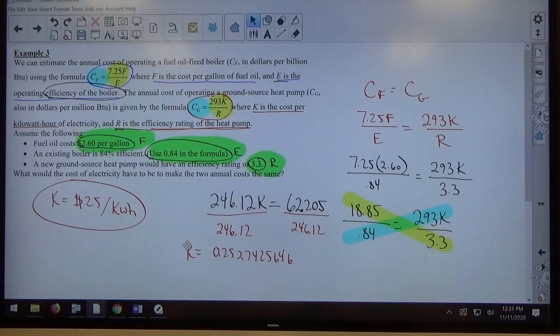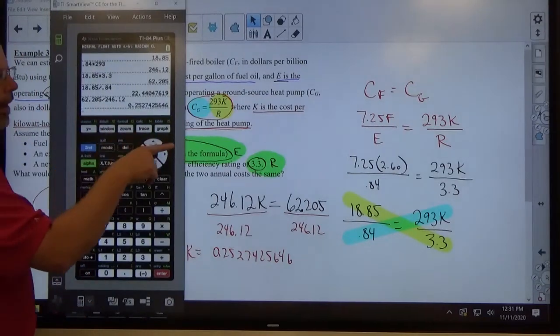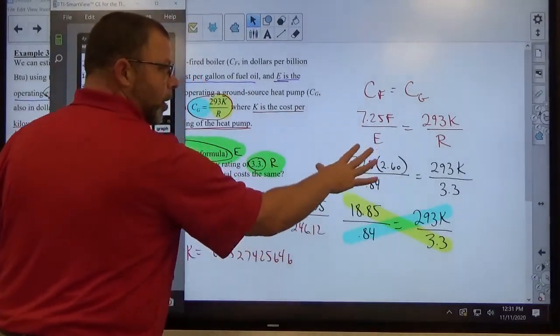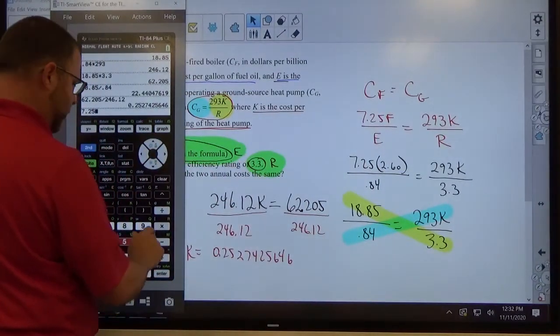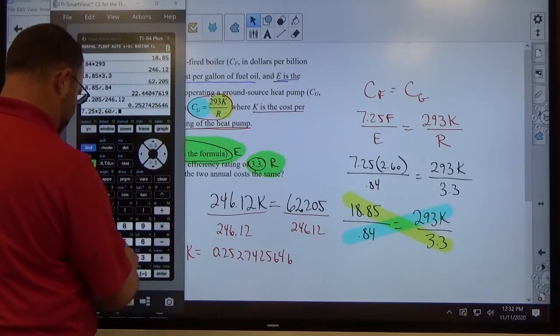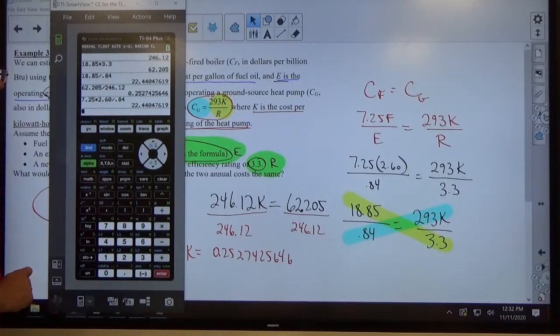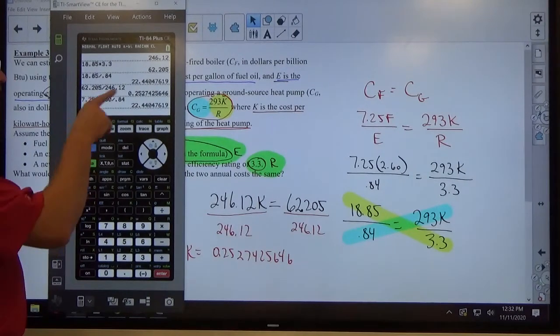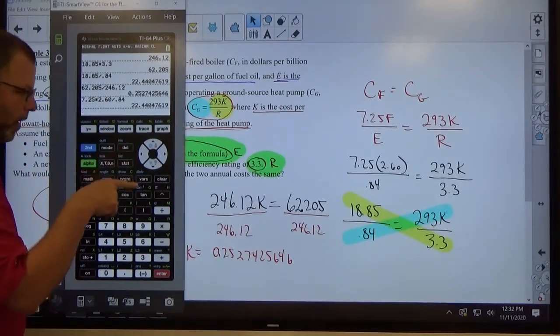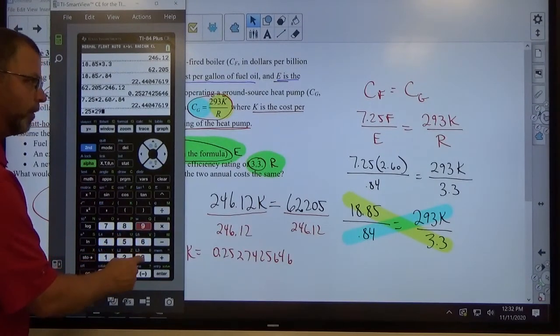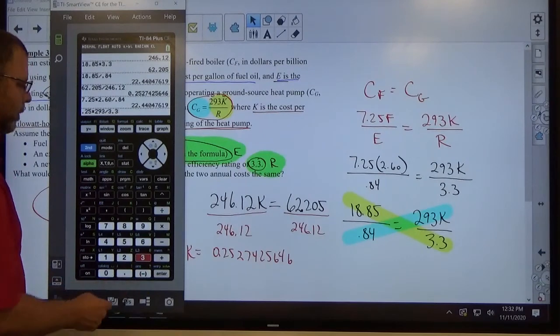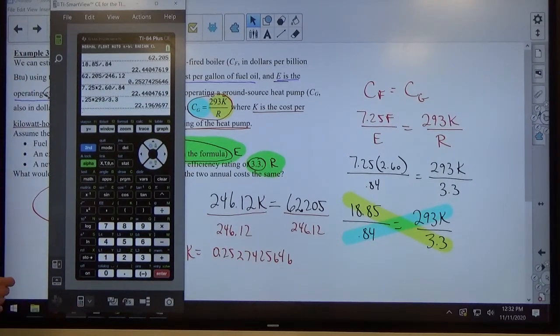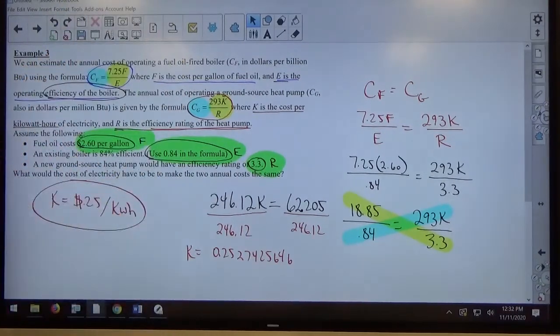We wanted to test that out real quick with a calculator. If I do the cost of the fuel pump here, all the numbers are known, so 7.25 times 2.60 divided by 0.84, 22.44. That's dollars per billion BTU. If I take my answer here, 0.25 times 293 divided by 3.3, comes out to $22 to $20. So it's off by about 25 cents there. But again, it has to do with rounding errors. So the fact they came out about the same cost per billion BTUs, that means that will be the right answer.